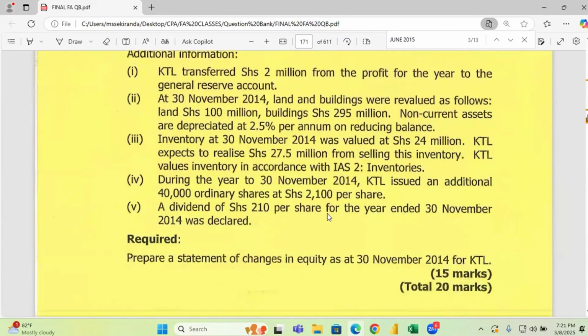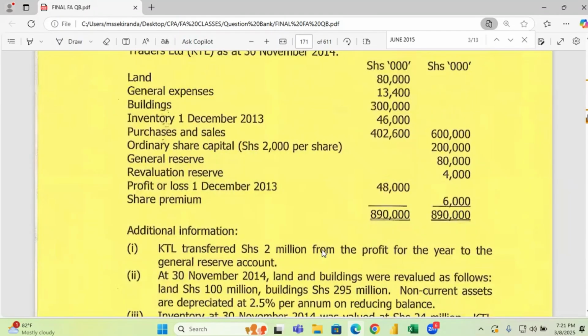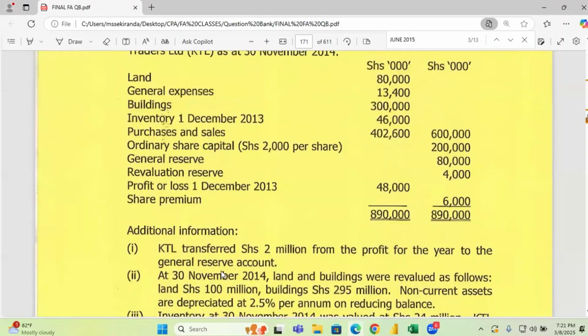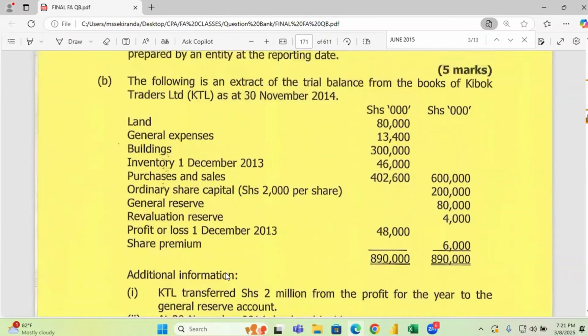So the examiner wants us to come up with a statement of changes in equity, okay? So before coming up with the skeleton or the structure of the statement, first look for how many reserves or how many components of equity you have. Just look at these balances given and look out for those that fall under components of equity.